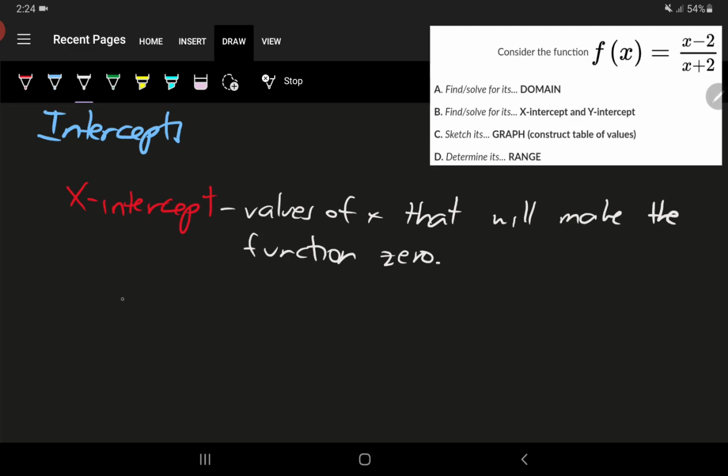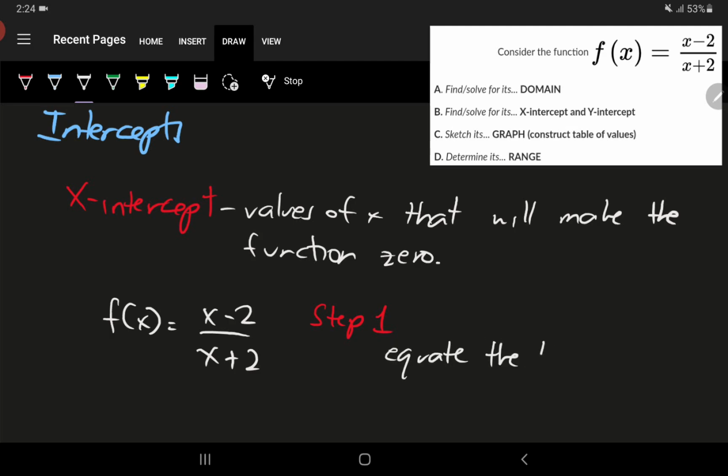We have f of x is equals to x minus 2 over x plus 2. Okay? So, since we need to look for a value wherein gagawin niyang 0 yung entire function na to. So, yung step number 1 lang natin, dear students, basically, we need to equate the numerator to 0. So, yun lang. Just equate the numerator or letter n to 0.